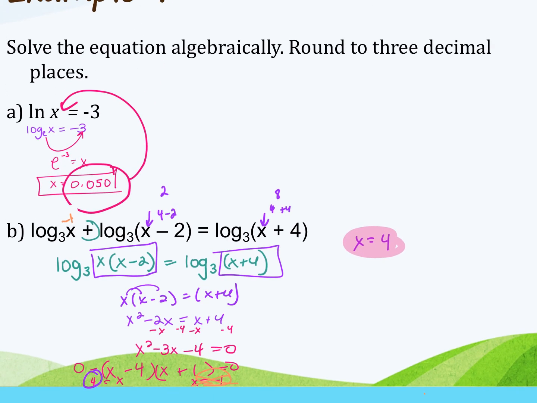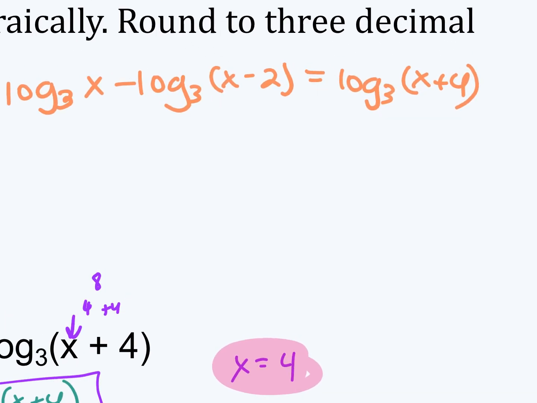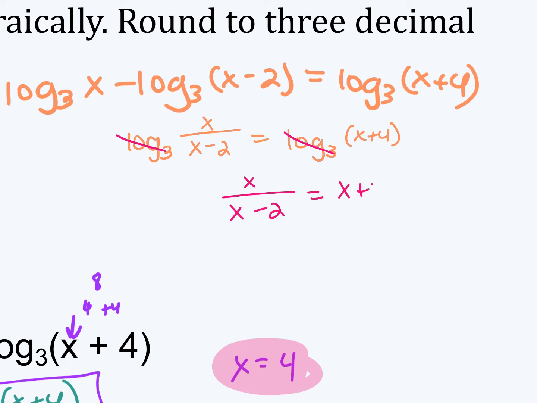So what changes if I had this same equation, but it said log base 3 of x minus log base 3 of x minus 2 equals log base 3 of x plus 4? What changes here? When I subtract, I divide. So this would be log base 3 of x over x minus 2 equals log base 3 of x plus 4. And then there's a log on either side of the equal sign, so I'd get x over x minus 2 equals x plus 4. I don't know that these numbers work out, so I don't want to keep going, but what would you do from there?